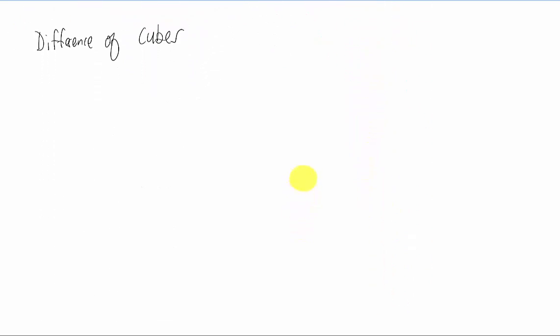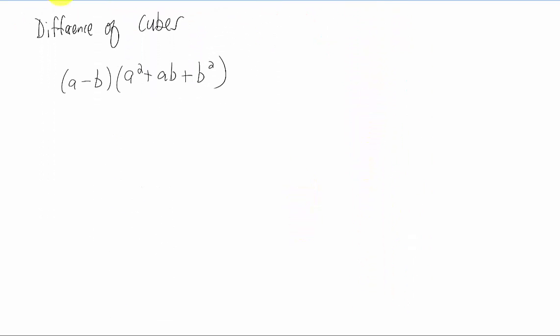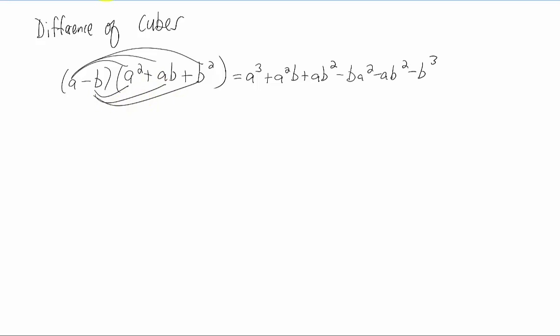We want to talk about difference of cubes now. Now this might seem a little bit crazy, but let's see what happens when we multiply this binomial by this trinomial. We multiplied the a by the 3 terms in the trinomial, and now we're going to multiply the negative b. When we do that, we'll notice that we have an ab squared here and a minus ab squared here that are going to cancel each other out. We can also notice that we have an a squared b here and a minus a squared b here. And those will cancel each other out. And what we're left with is just the a cubed minus b cubed.